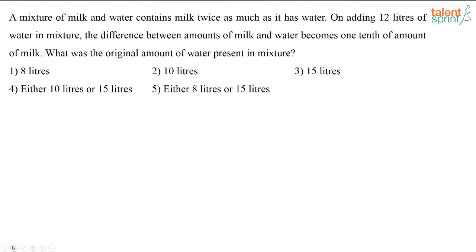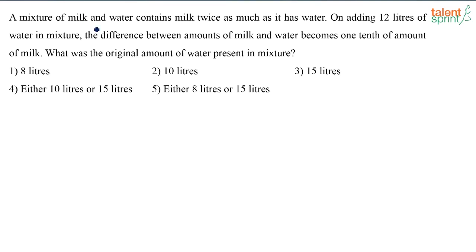A mixture of milk and water contains milk twice as much as that it has water. On adding 12 liters of water in the mixture, the difference between the amounts of milk and water becomes 1/10 of the amount of milk. What was the original amount of water present in the mixture? Try this question and give me the answer.